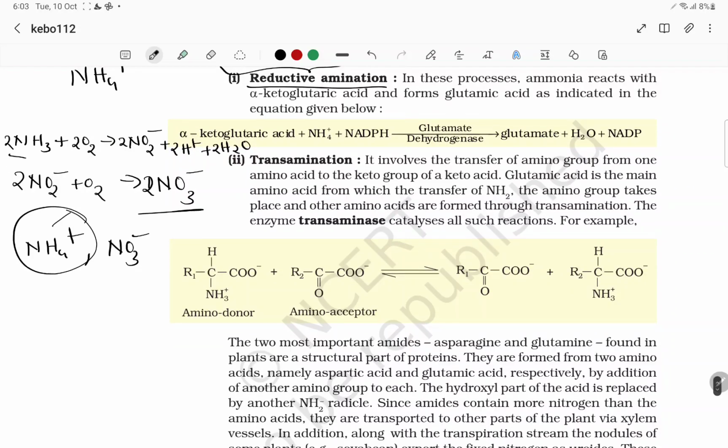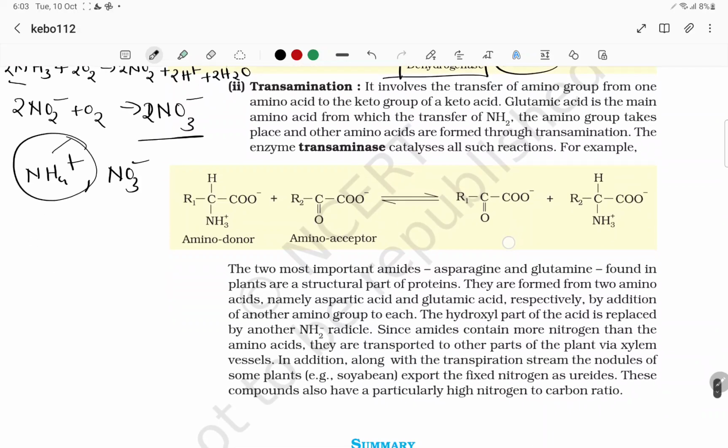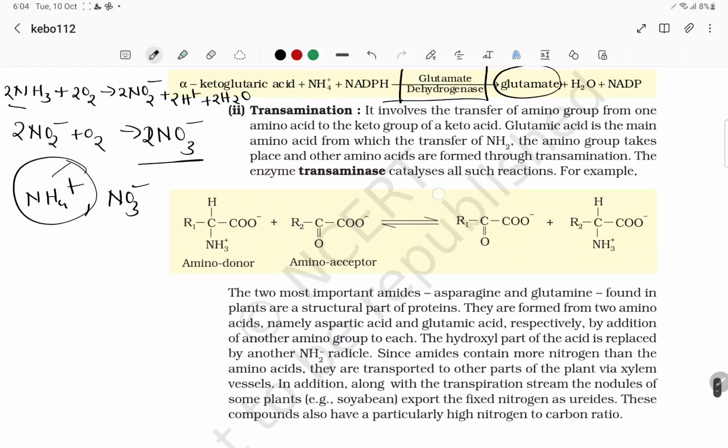Okay, so they have given glutamate dehydrogenase. Alpha ketoglutaric acid plus NH4+ plus NADPH gives rise, with glutamate dehydrogenase, to glutamate plus water plus NADP. What is transamination? It involves transfer of amino group from one amino acid to the keto group of a keto acid. So we are transferring the amino group from one amino acid to the keto group of a keto acid.